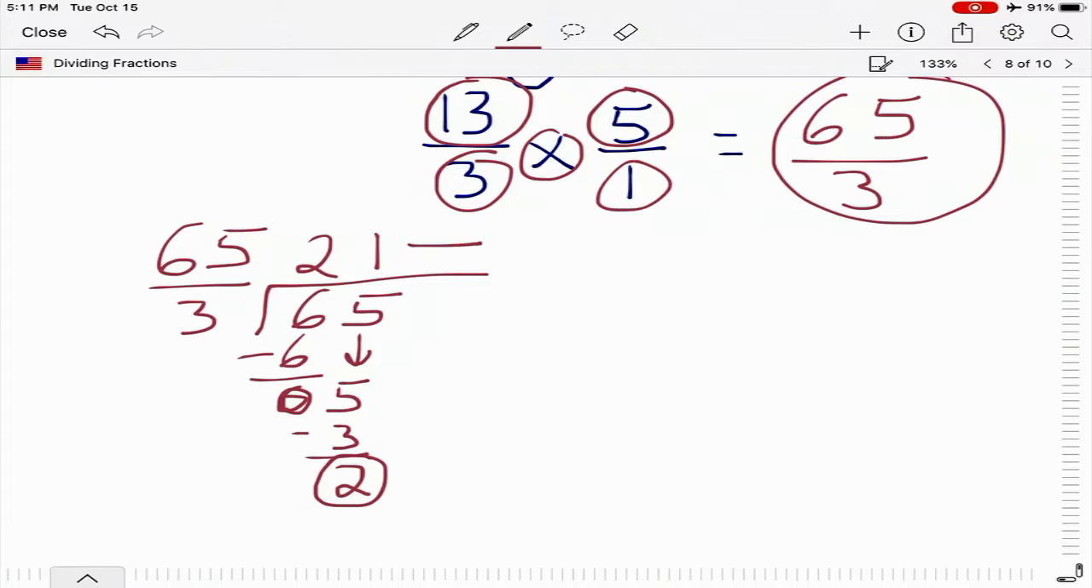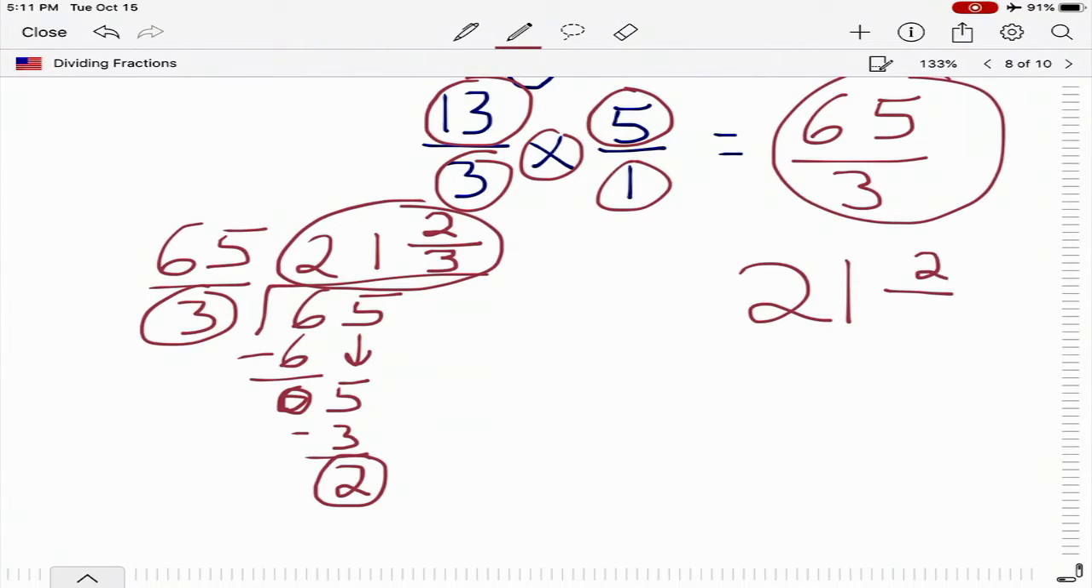This acts as my numerator. And this acts as my denominator. And my mixed number would be 21 and 2/3. Either one is acceptable. So now do the rest on your own. Call me over if you have any questions.